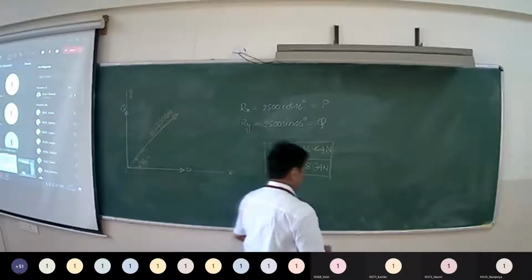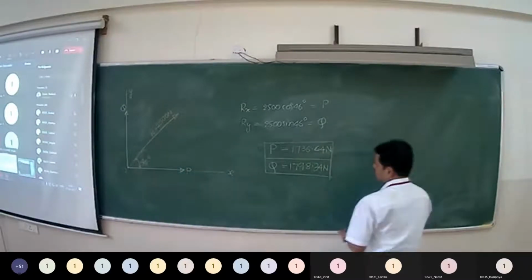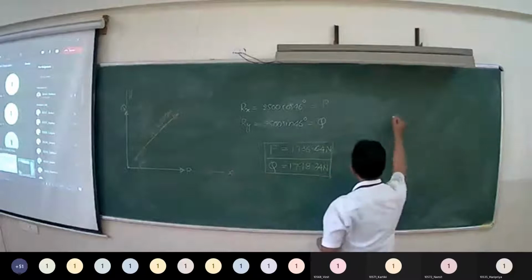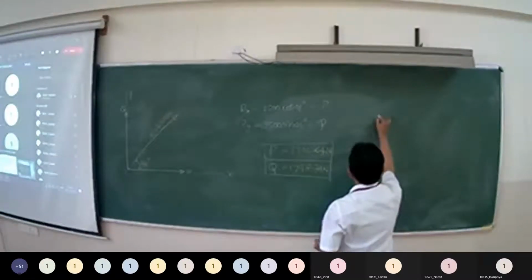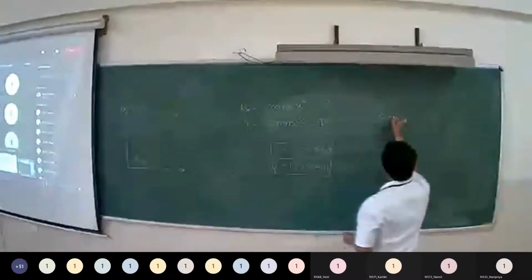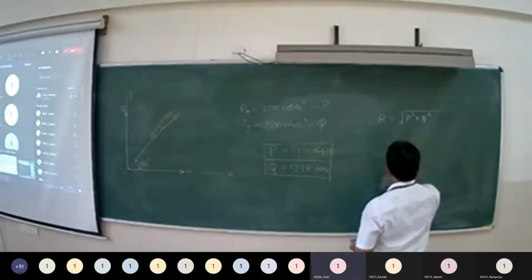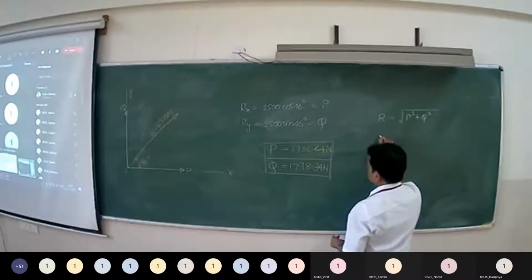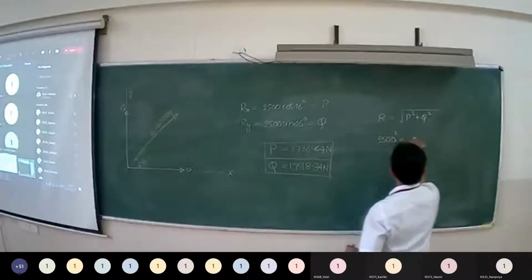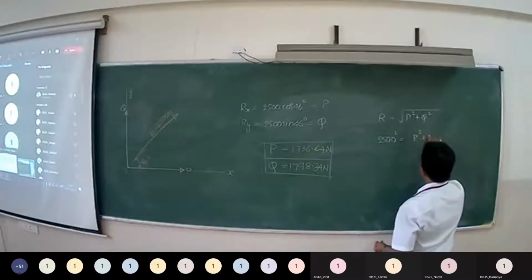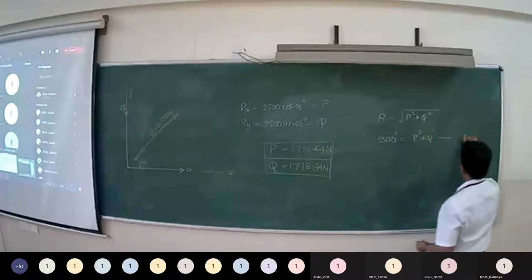So there is another method of solving this. When the forces are perpendicular to each other, you can say resultant is equal to square root of P square plus Q square. So you have R square, that is 2500 square, is equal to P square plus Q square, say equation 1.